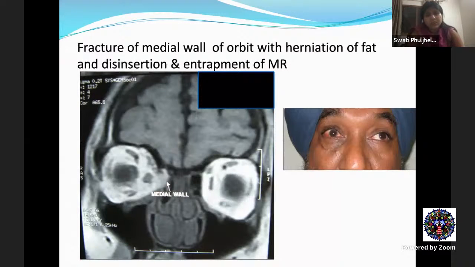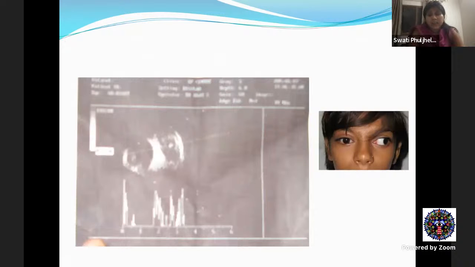So this is just to show a picture of a patient who presented to us with an adduction deficit, and you can see that there was a medial wall fracture along with disinsertion of the medial rectus muscle, leading to the adduction defect. Another patient again presented with an adduction defect, isolated medial rectus palsy, and we found that there was a cystic lesion there which needs to be treated medically.